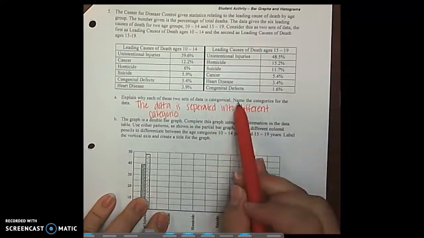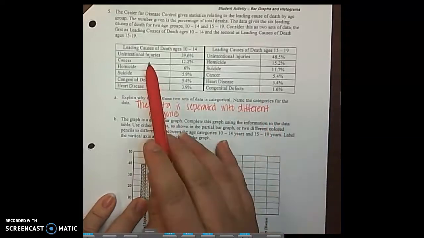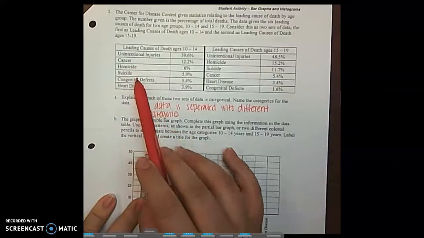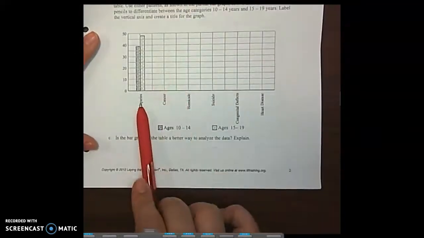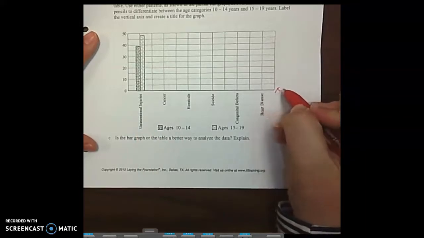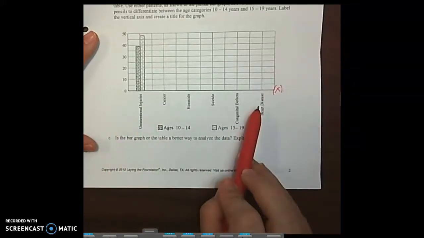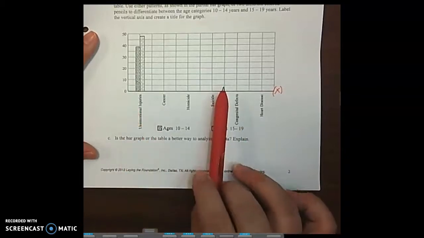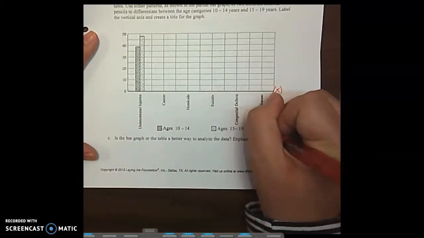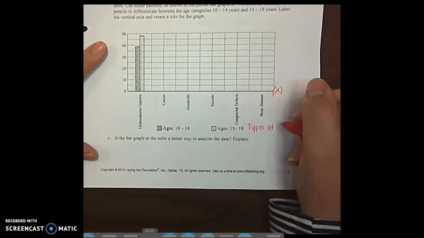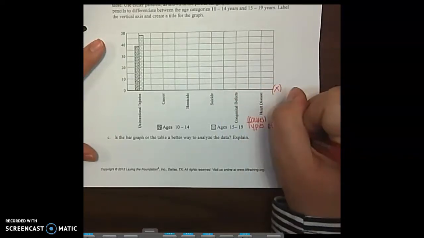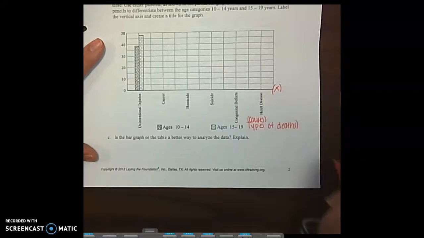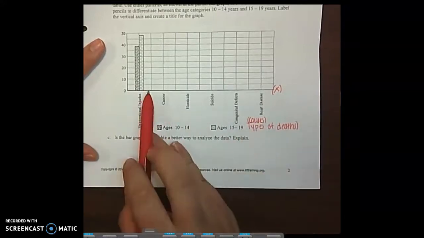So the different categories are going to be unintentional injuries, cancer, homicide, suicide, congenital defects, and heart disease. Those are our different categories. That is what goes down here on the x-axis of your bar graph. So we need to put a title down here though. The title is going to be Types or Causes of Deaths. So that's going to be the title for our x-axis.